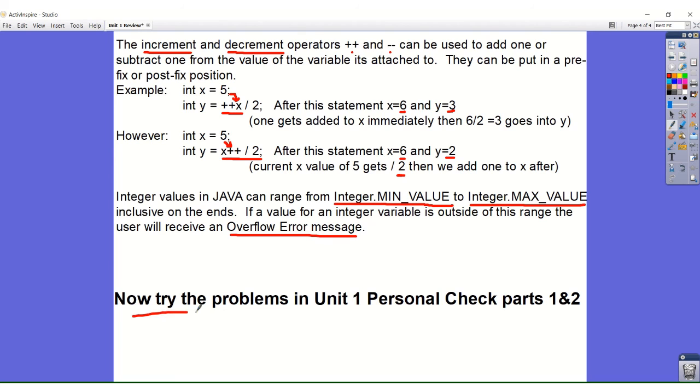You are now ready to try the problems in the personal check. Start with part 1, and then later on I will assign part 2, and I'll show you the solutions for these in the upcoming days.